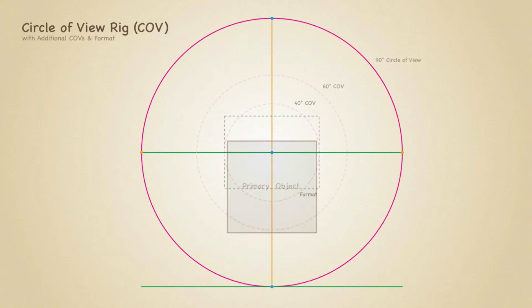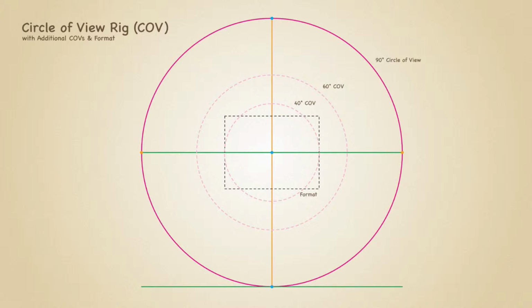This illustration shows two additional circles of view, or COVs, with the format indicated as well. The format represents the paper size or screen size I've chosen for my drawing. Here the format size matches a 40-degree circle of view. The format can be any size in relation to the COV, but should not be larger than the 60-degree COV. Any portion of the drawing that falls outside of the 60-degree COV will appear distorted, which I'll demonstrate further in just a bit.